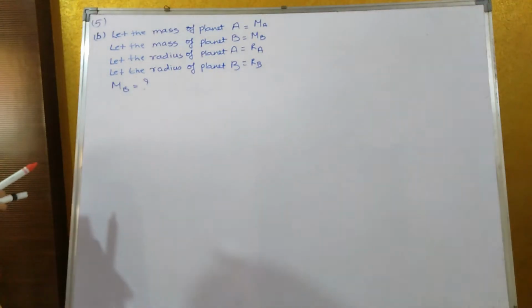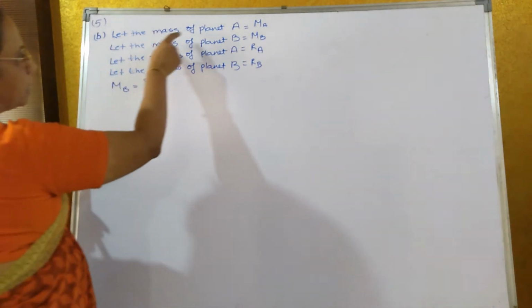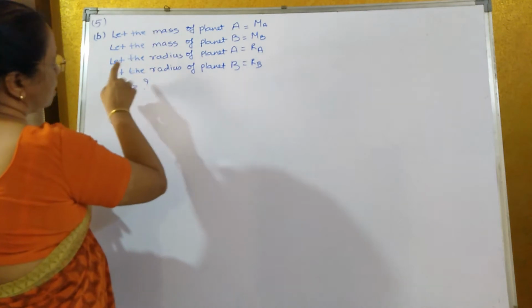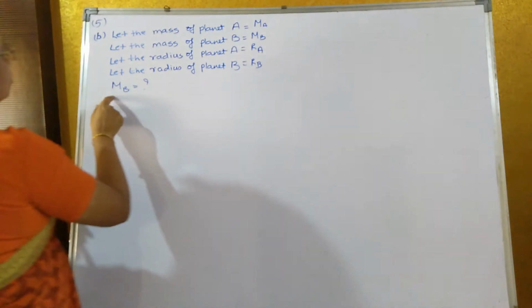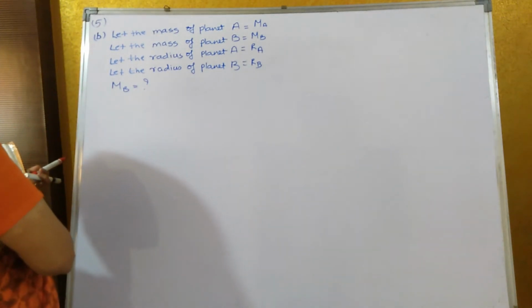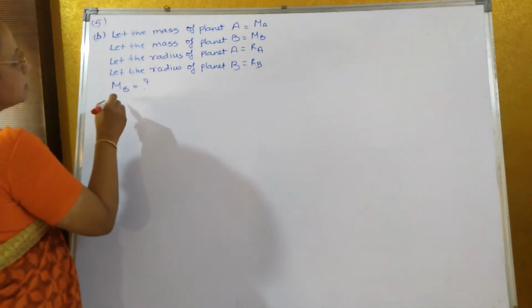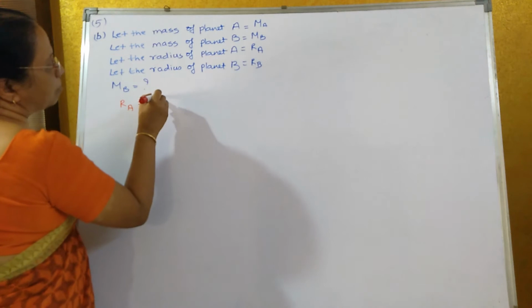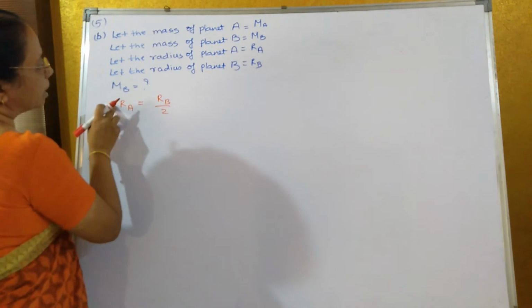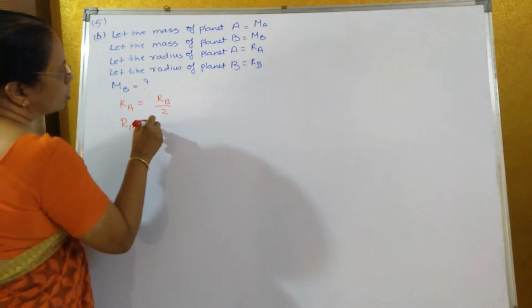Now the second sum. Now they have given two planets, planet A and planet B. So let the mass of planet A be MA and let the mass of planet B be MB. And similarly, let the radius of planet A be RA and let the radius of planet B be RB. We have to find out MB, that is mass of B. They have given the radius of planet A, that is RA, is equal to half of radius of planet B, that is RB upon 2. 2 you take it on this side, it will become twice RA. Therefore RB is equal to twice RA.